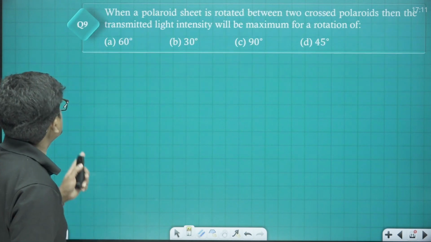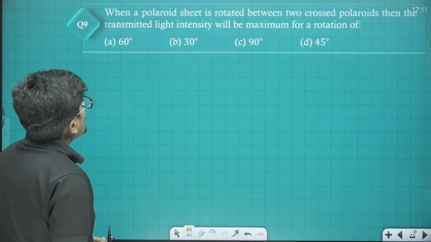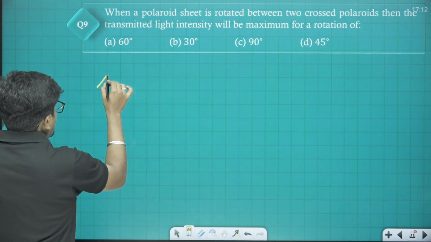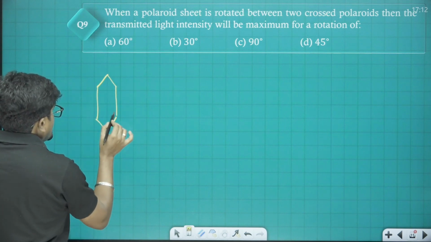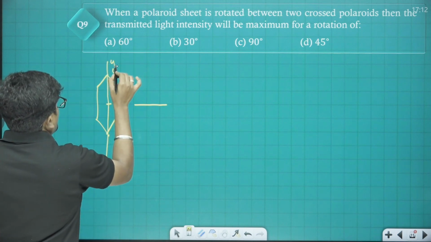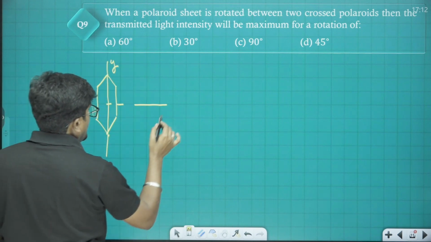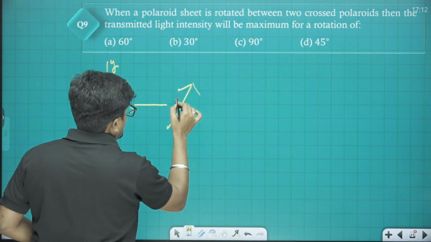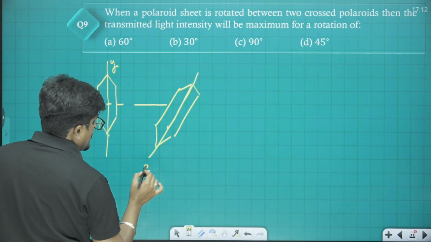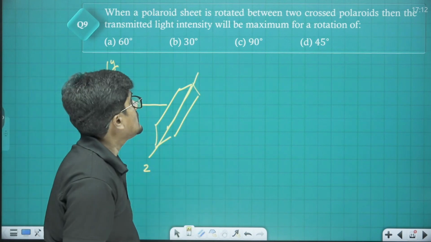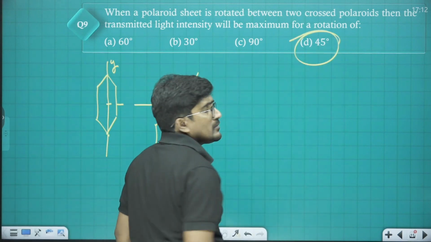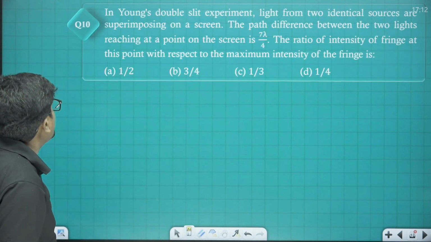All right, moving to the next, that is question number 9. When a Polaroid sheet is rotated between two crossed Polaroids, Polaroid number 1 is kept like this, and here this is y axis, and the second one is kept like this. So this is z axis now, crossed Polaroids. Then the intensity will be maximum at 45 degree for sure, no doubt at all. It's a theoretical question. Moving to the next, that is question number 10.